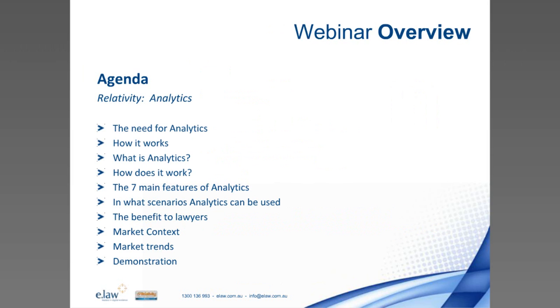So I'll just go through the agenda for this webinar. We're going to talk about a few things as well as a demonstration of Relativity Analytics, which Jeff is going to do. The points we're going to cover are the need for analytics, what is analytics, how does it work, 7 main features of analytics, in what scenarios analytics can be used, the benefit to lawyers, market context, and market trends, and then Jeff will finish that off with a demonstration.